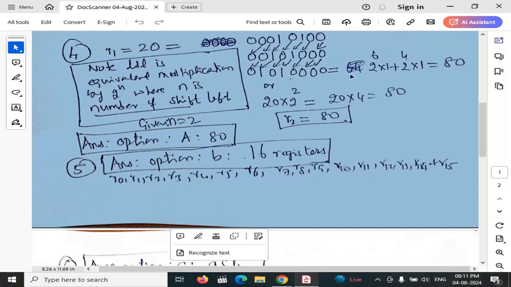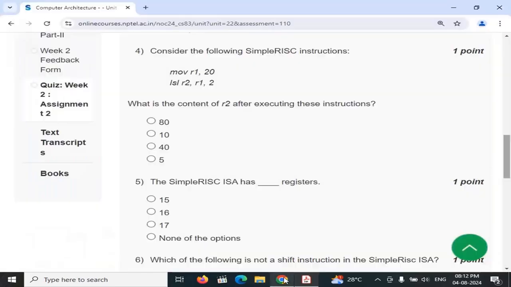Now if you convert this binary number into decimal, this becomes 2 power 6 into 1 plus 2 power 4 into 1, which is 80. Or you can see that the LSL instruction, logical shift left, is equivalent to multiplication by 2 power n, where n is the number of shifts given in the problem. Here n is equal to 2. Therefore 20 is multiplied by 2 power 2, which is 4, giving 80. So R2 will contain 80. The answer is option A, 80.